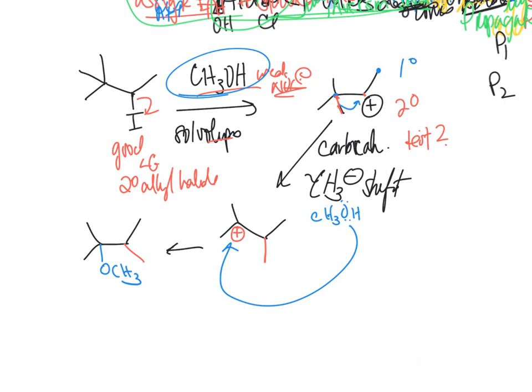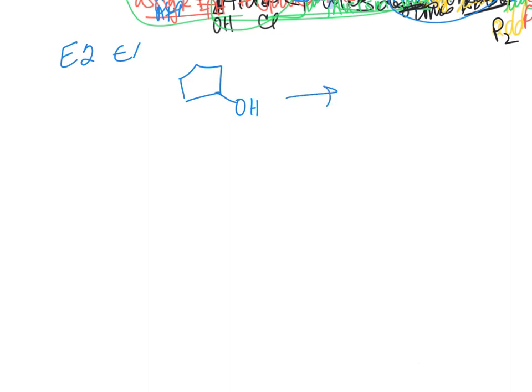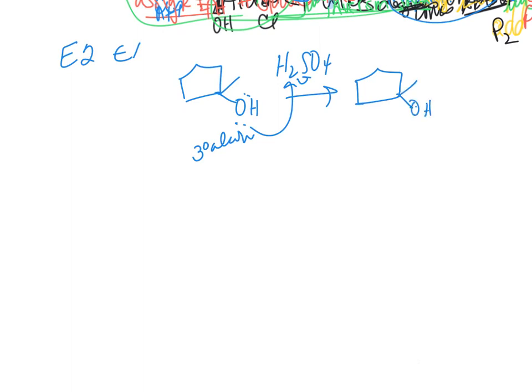Also, another thing you need to pay attention to is when you're doing E2s. So let's do E2 and E1. A good E1 is just, if you take like a tertiary alcohol and acid. OH is a horrible leaving group, but it gets protonated. Okay, that makes an excellent leaving group.